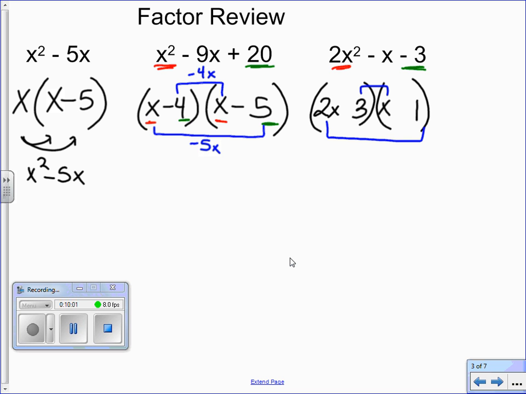Will 3 and 1 multiply to make 3? In the back. Yes. Okay. And it will make a negative 3 as long as 1 will be positive and 1 will be negative. Okay. To figure out which one that is, I'm going to do those outside and inside terms. I'm going to get 2x and I'm going to get 3x. Which one of those should be negative? The 3x or the 2x?